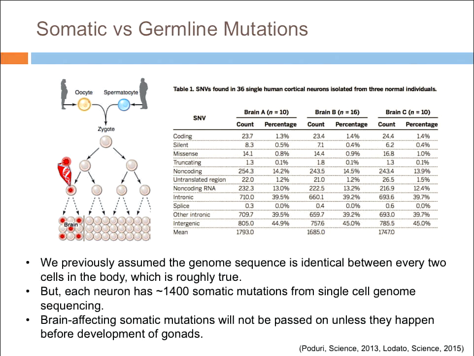So this has only been very recently profiled in human neuronal cells or human brain cells. And what we find is that there's basically around 1,400 somatic mutations from single-cell genome sequencing. So the genome is not actually the same in every cell in the body. It's slightly different. Most of that difference is found in these intergenic regions because that's most of the genome, although some of it is found in these coding regions and can be, for example, missense mutations, but a very low percentage, like 0.8%. So it's important to know, though, that brain-affecting somatic mutations will not be passed on before the development of the gonads.